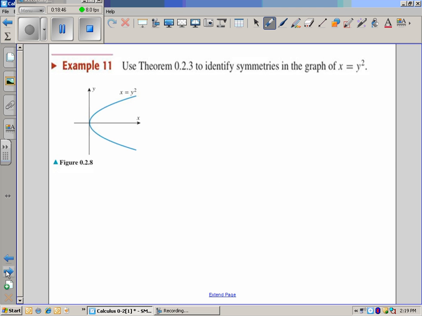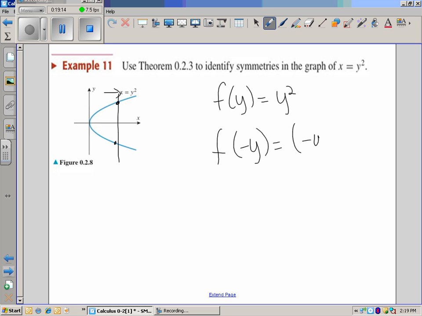Okay. Using the theorem, find the symmetries of the graph x equals y squared. So, because this is defined in terms of x, we need to define it in terms of y. And I said function, but it's not. It fails the vertical line test. So it's really just a graph. But f of y is equal to y squared. So what if I plugged in f of negative y? Do I get the same output? If that's true, then I am symmetrical about the x-axis, meaning my y outputs are going to be exactly the same, even though when it came to the input, I changed the input by a sign.